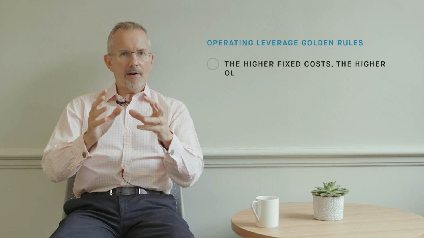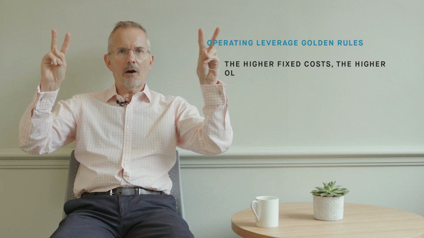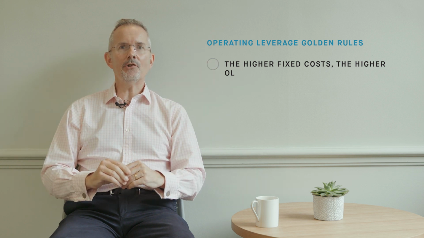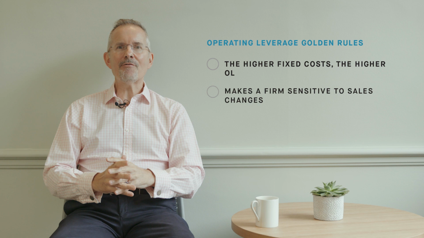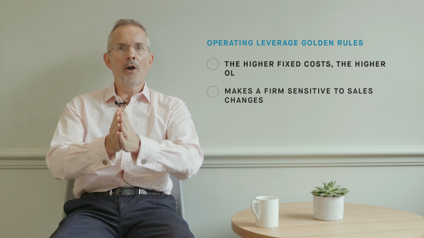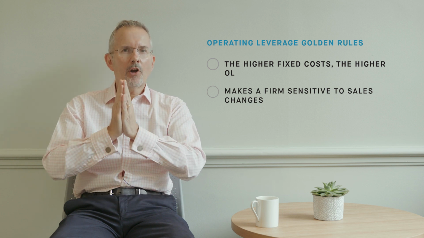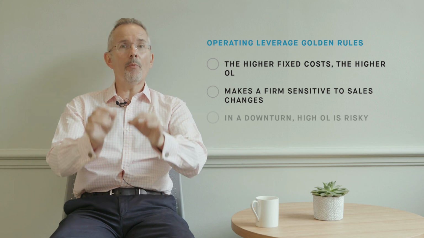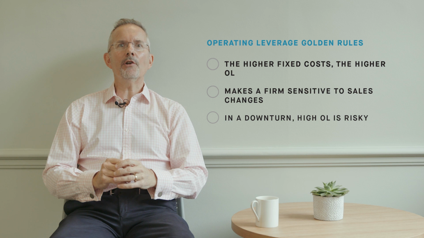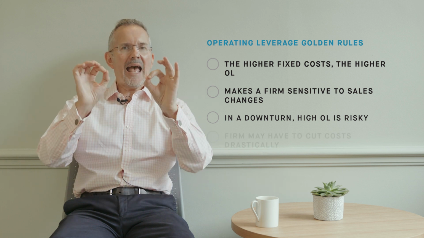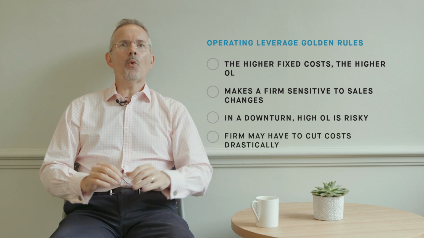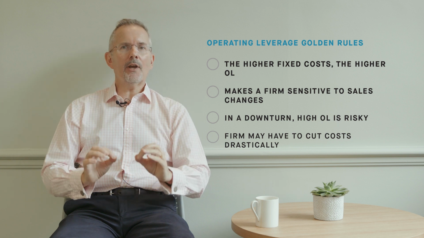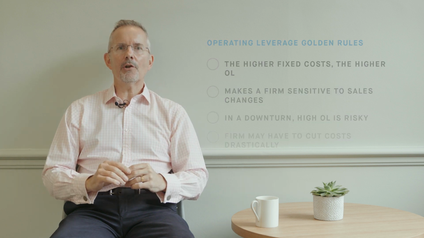First of all, high fixed costs generate high operating leverage in the jargon, and high operating leverage can be great when sales are booming, when the economy is doing well, when interest rates are low, when inflation's under control, but it's risky when those conditions no longer hold. And essentially, it can lead to quite dramatic cost cutting and changes of strategic direction.